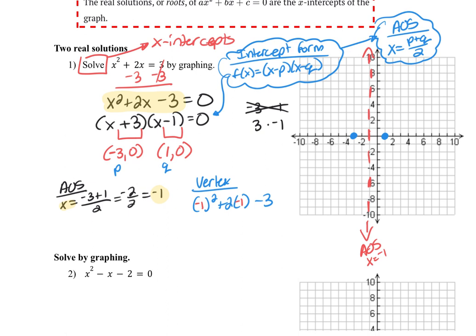So -1 squared is 1. 2 times -1 is -2, minus 3. So we have -4 here for our output, our value. That means our vertex is the x value that we found at -1, comma, -4. And so we get to plug that in on our graph. So I go -1, and then I go down -4, and I'm going to put a point right there on the graph.